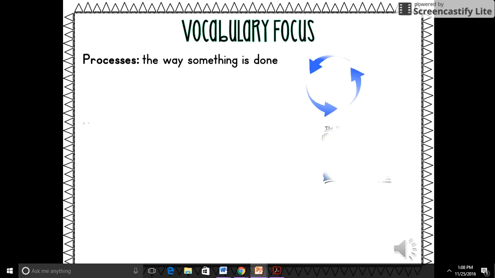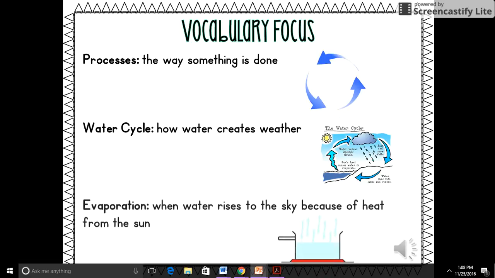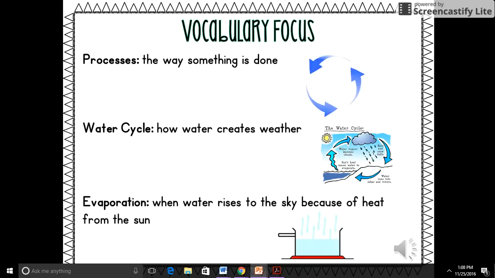The next word is the water cycle, which is how water helps create weather. You will learn that if the water cycle did not exist, weather would not be possible. The last word on this slide is evaporation, which is when water rises to the sky because of heat from the sun. And we're going to learn more about that in just a minute.